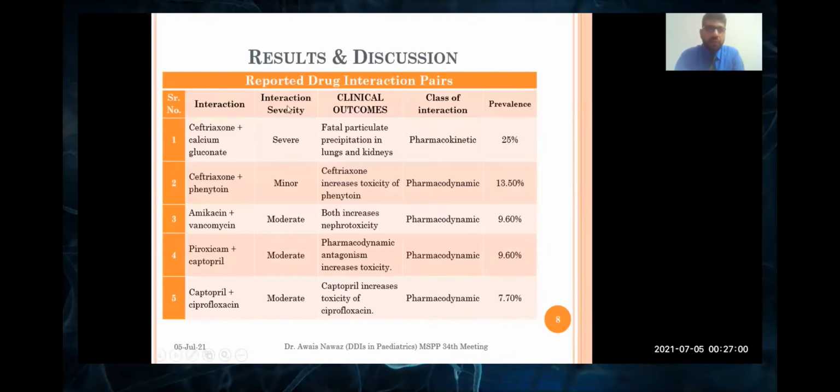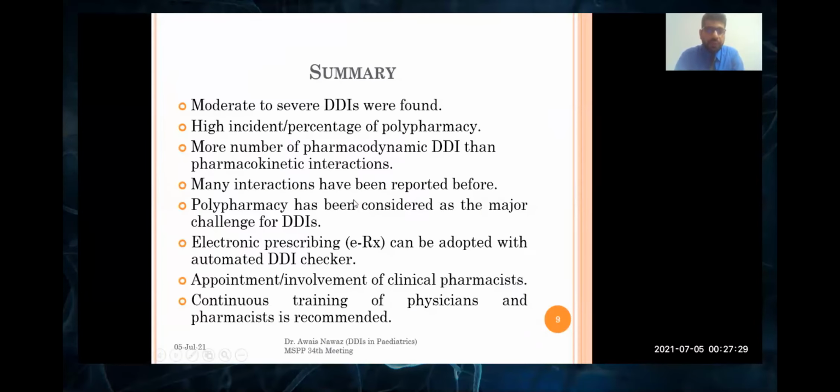Here, I'm just representing some of the drug-drug interactions with high prevalence percentages. If you can see, the first one was the ceftriaxone interaction with calcium gluconate. That was a severe one, which could lead to precipitation in the lungs and kidneys. That was on the basis of pharmacokinetics, but there were many based upon pharmacodynamic interactions, and all of these types of DDIs could lead to increased toxicity of the other co-administered drug. So that's a good number.